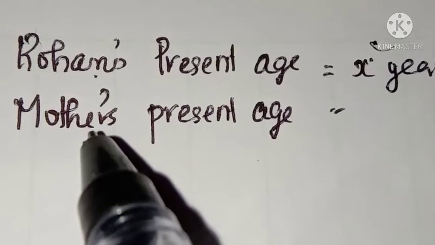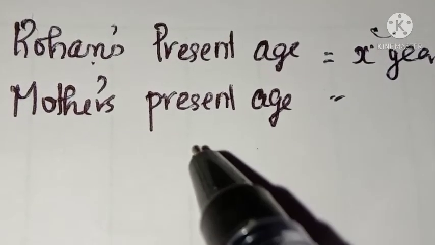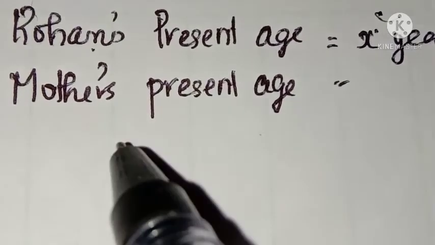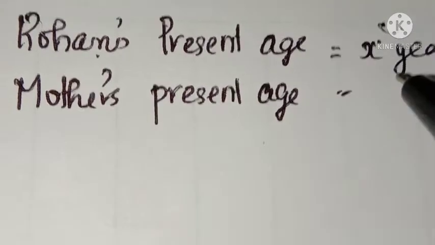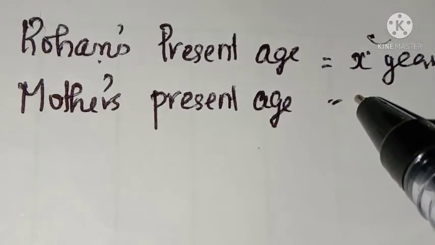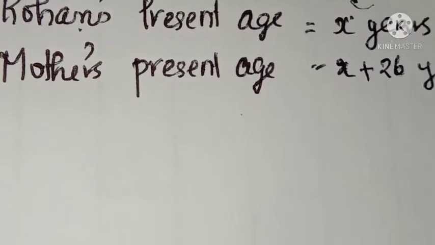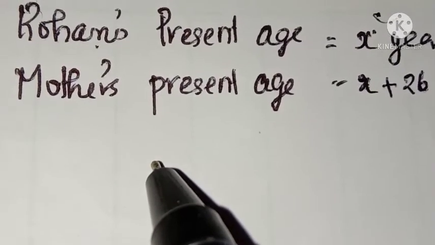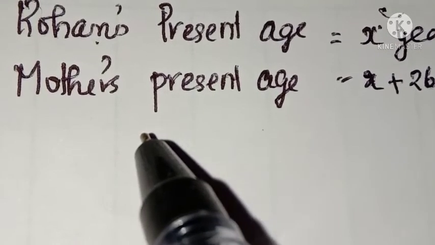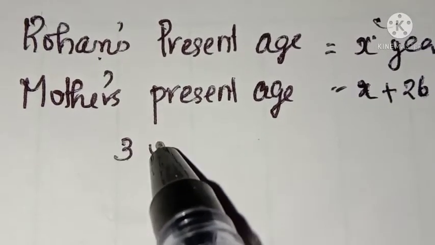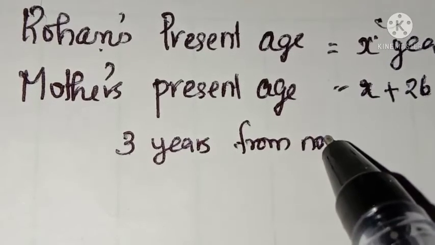And therefore, what is his mother's present age? It is given in the first sentence. Rohan's mother is 26 years older than him. So mother's present age is x plus 26. Now listen to the second sentence. The product of their ages 3 years from now. This is very important. 3 years from now means after 3 years.